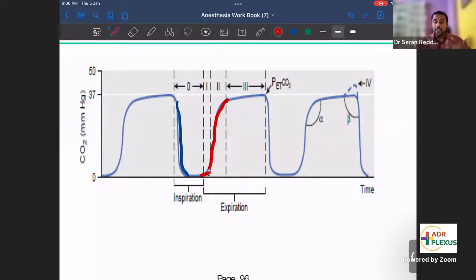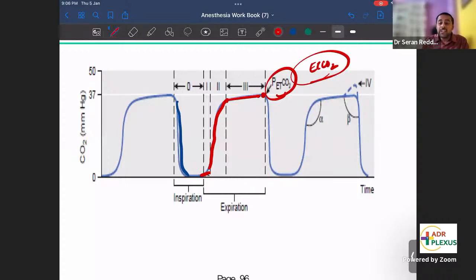Gas and alveolar gas, so the carbon dioxide keeps increasing. And the third phase is a steady expiration phase where only the alveolar gas is coming out, which is full of carbon dioxide. At the end of the expiration, that is end tidal carbon dioxide, EtCO2. That is what we measure. And this is the typical waveform in a controlled ventilation.